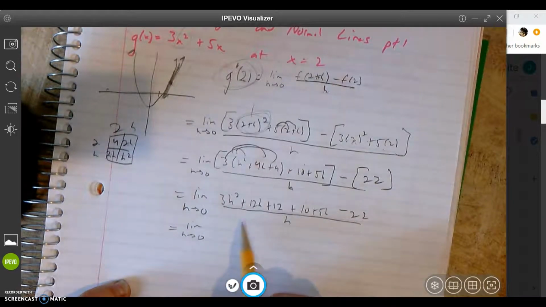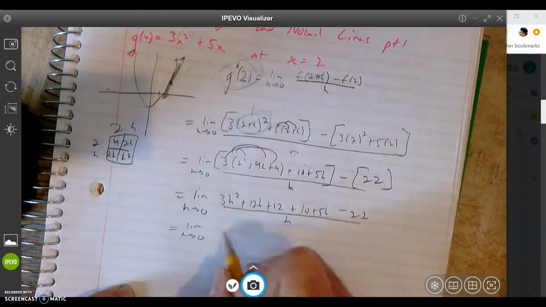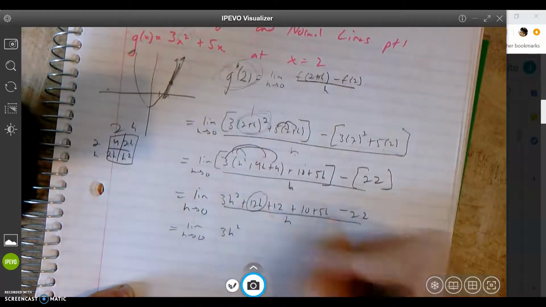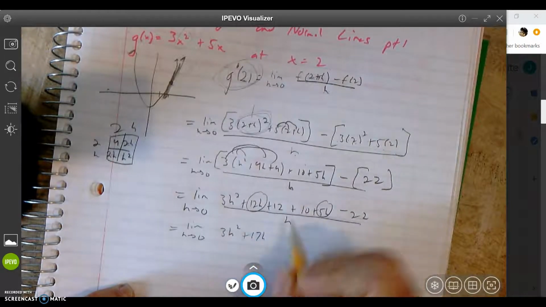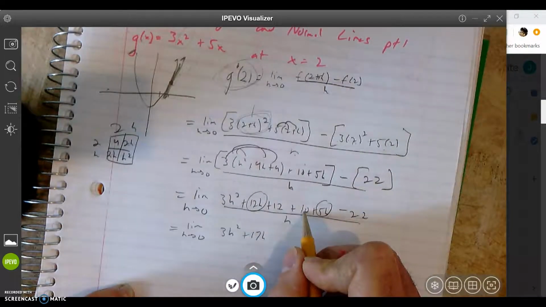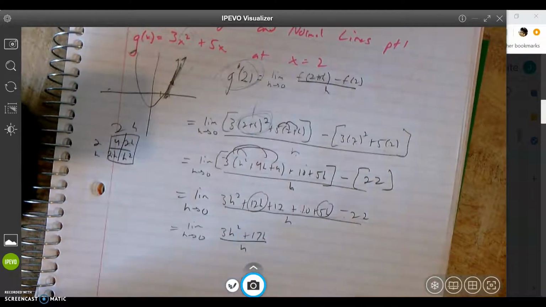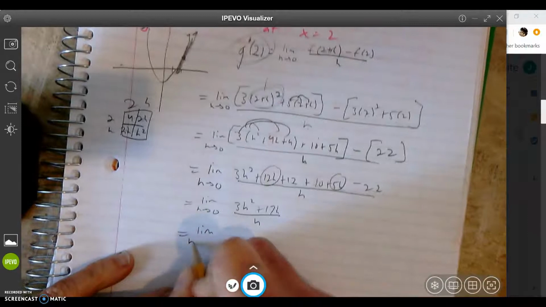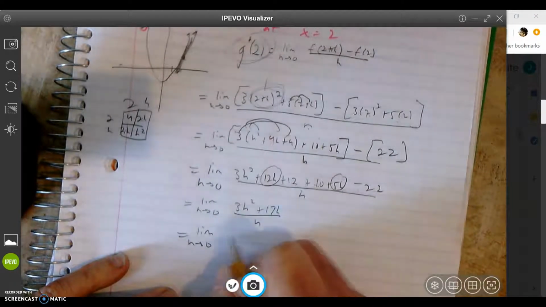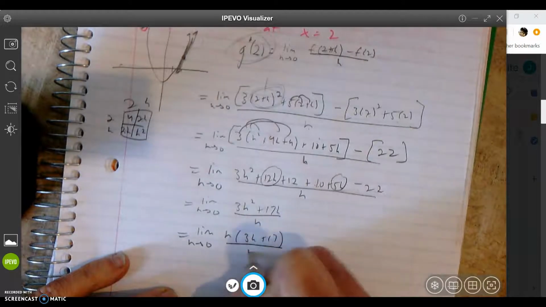Okay, let's combine like terms. We got 3h squared, and there's no other h squared there, so it's 3h squared. 12h and 5h is 17h. 12 plus 10 is 22, minus 22 is 0, so that goes away, over h. Don't forget that denominator. So it equals the limit as h approaches 0 of, let's factor out an h like we've been doing, h times 3h plus 17 over h.